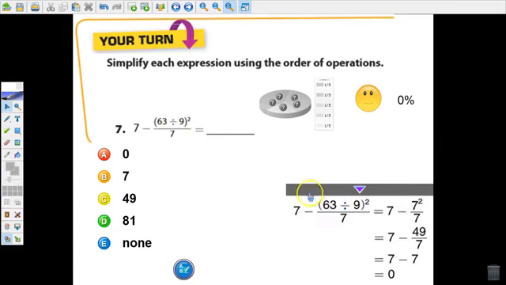Okay, here's the answer. Parentheses first. 63 divided by 9 is 7. Then we're going to do the exponent. 7 squared is 49. Then we do division. 49 divided by 7 is 7. 7 minus 7 is 0.